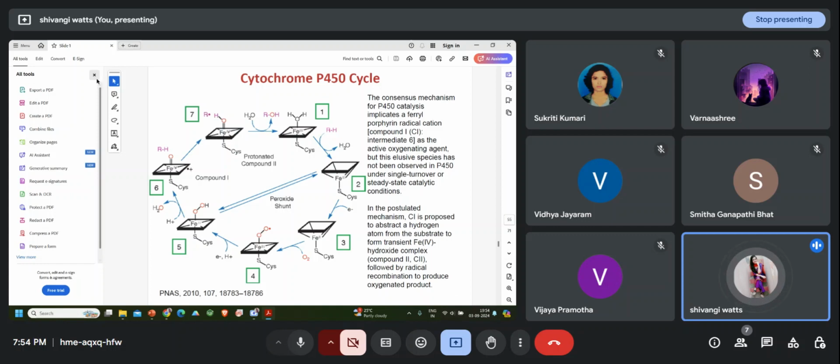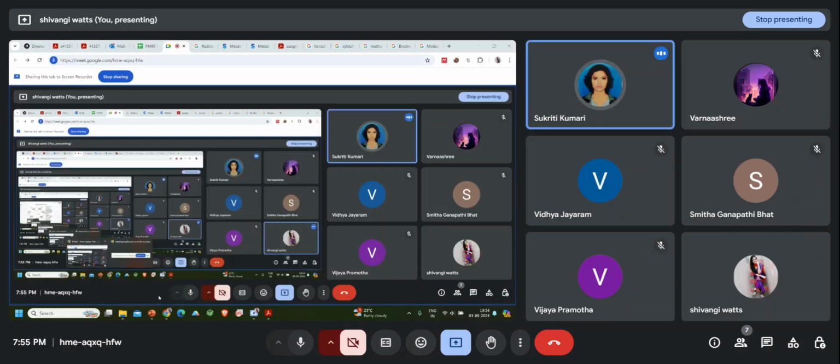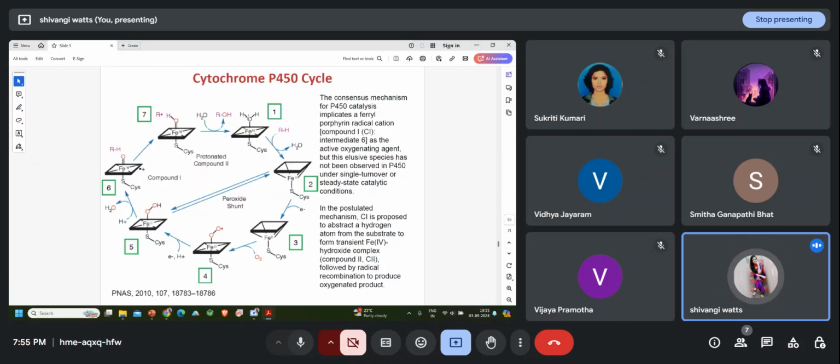Are you seeing this slide? Yes, ma'am. Okay, so this is cytochrome P450, in which iron is present in its active site, coordinated by a porphyrin ring. Iron is present in the +3 oxidation state. The axial ligands are the sulfur of a cysteine residue, and water.